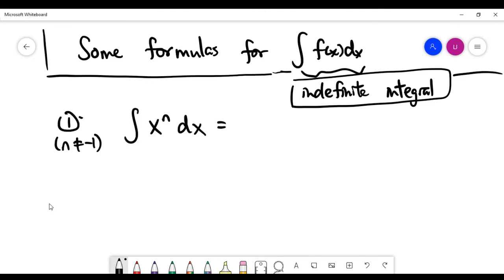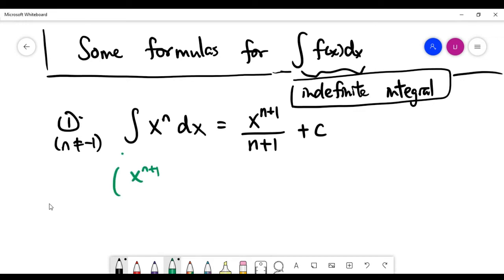For n not equal to minus 1, and I would like to find the indefinite integral for x to the power n. I claim that the formula is going to be x to the power n plus 1 divided by n plus 1, and the whole thing plus the constant c. And it's a good question to ask why this formula must be true.